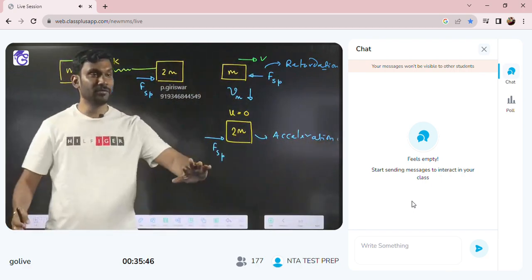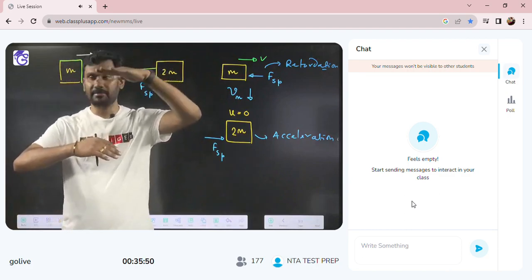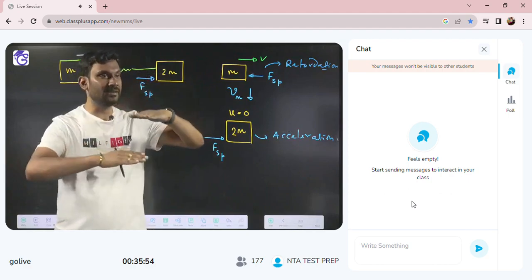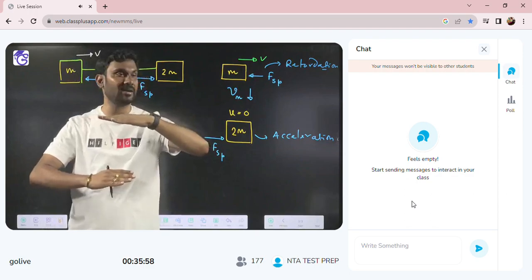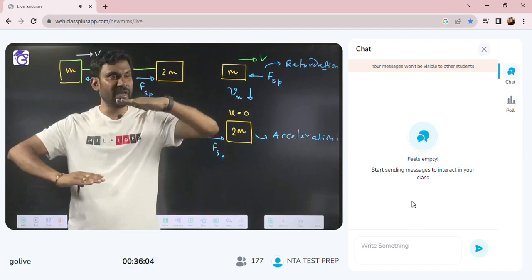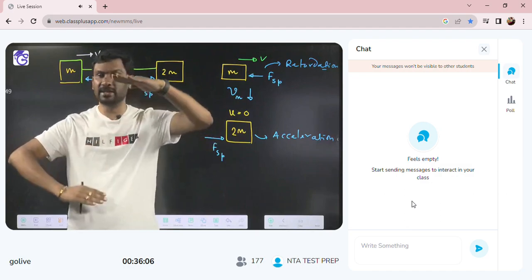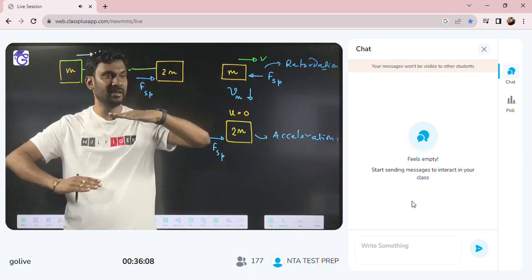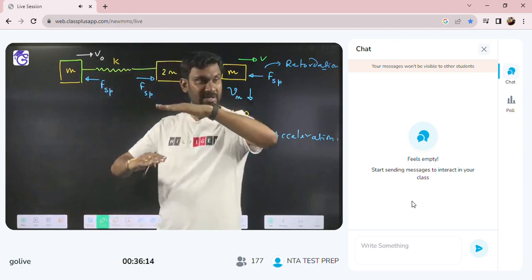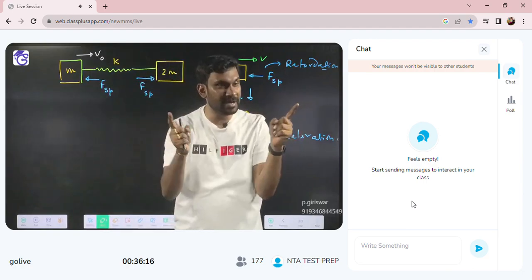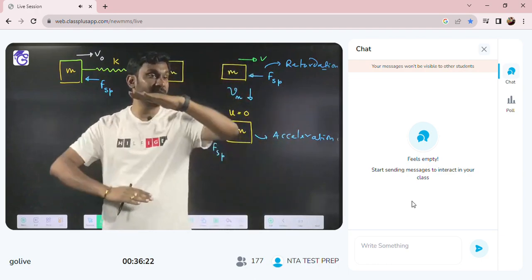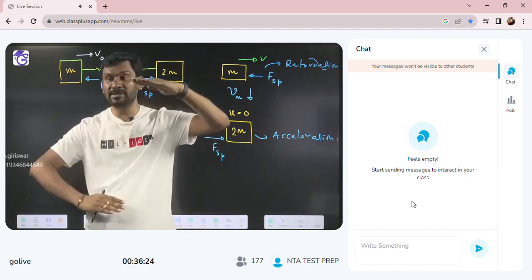Correct? Now, all of you, look at my hands. This is block M. This is block 2M. Block M is higher because it has higher velocity. Block 2M is at rest. Now, gradually what's happening? The velocity of M is decreasing and velocity of 2M is increasing simultaneously, while the spring is getting compressed.